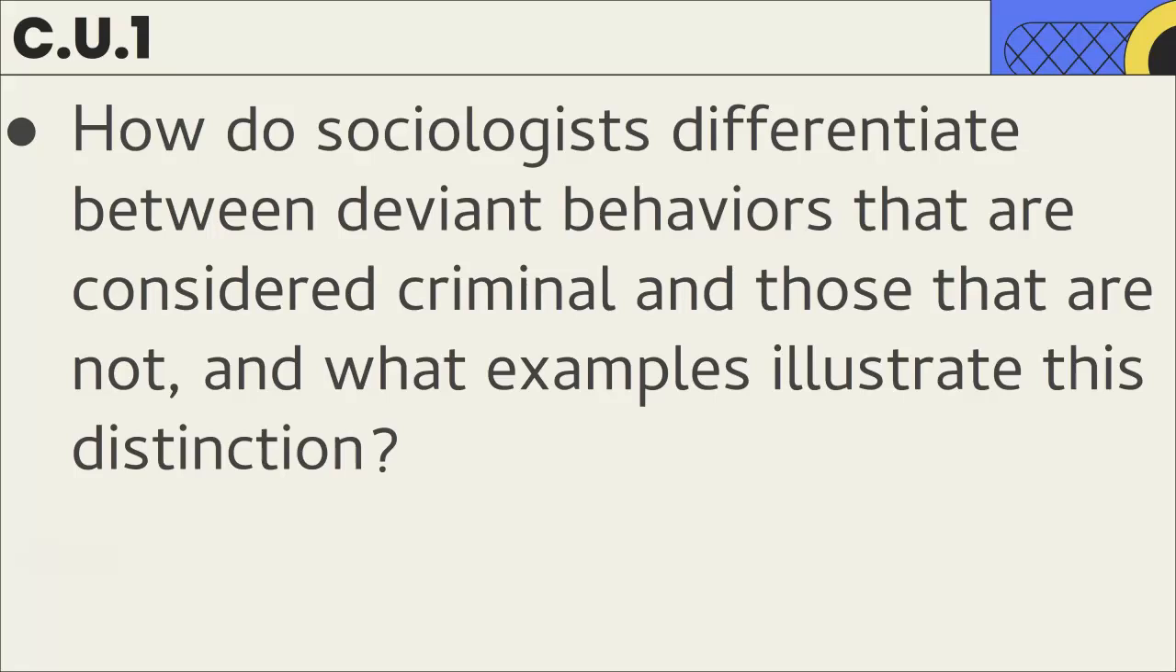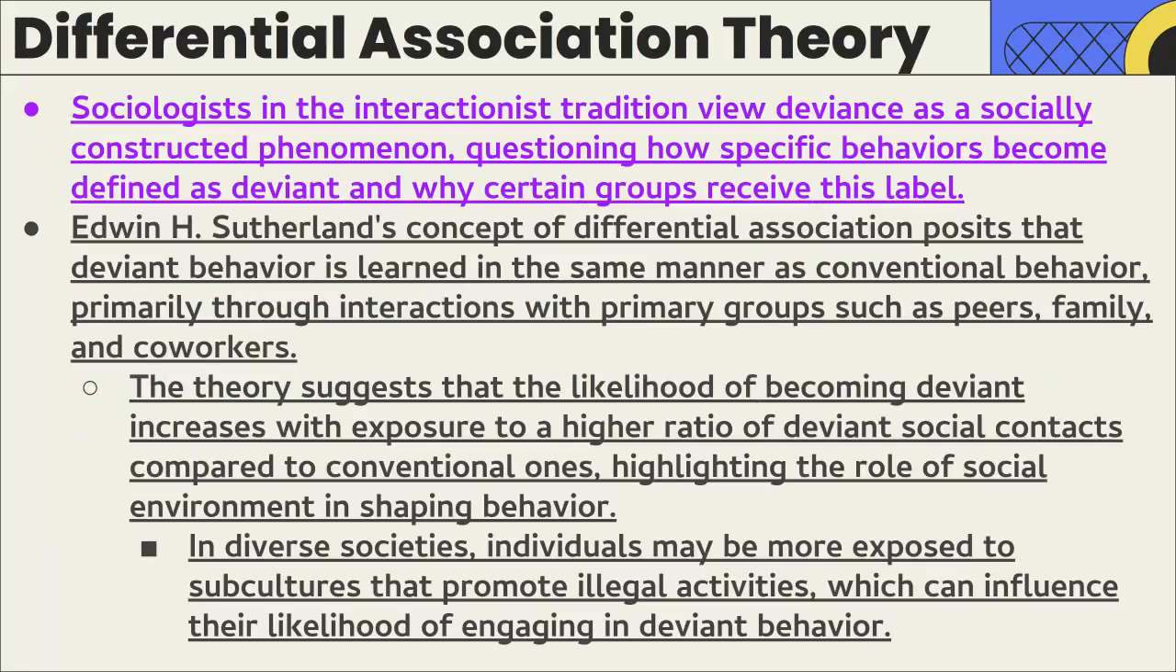How do sociologists differentiate between deviant behaviors that are considered criminal and those that are not, and what are some examples that illustrate the distinction? We recognize that deviant behaviors can either be criminal or non-criminal based on societal norms. For example, committing assault or murder is both criminal and deviant, while making bizarre fashion choices or joining a religious cult might be seen as deviant but not criminal. Conversely, underage drinking or speeding may be technically illegal but are often viewed as normative and thus not considered deviant. Remember, that deals with the law, right?